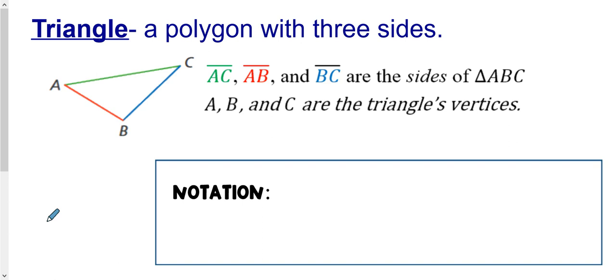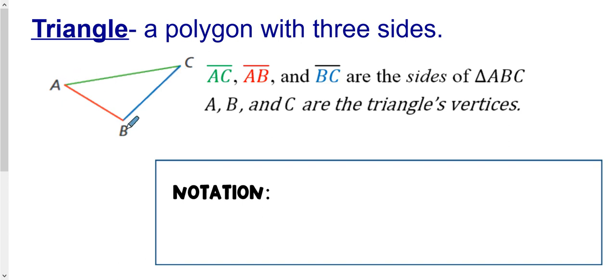All right, so our first term here is triangle. So what is a triangle? It is a polygon with 3 sides. So on your notes, you have a triangle, and you can see the 3 sides are 3 line segments. So you have segment AC is one side, segment AB is another, and segment BC is the third. So those 3 segments make up the 3 sides of the triangle.